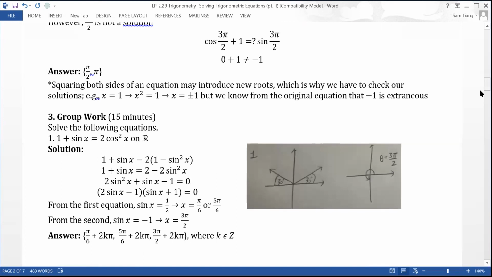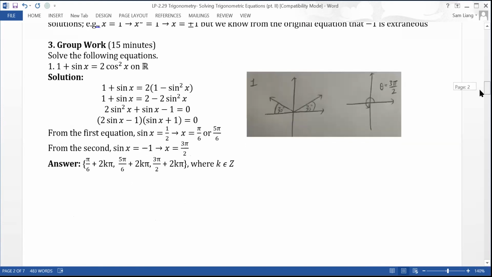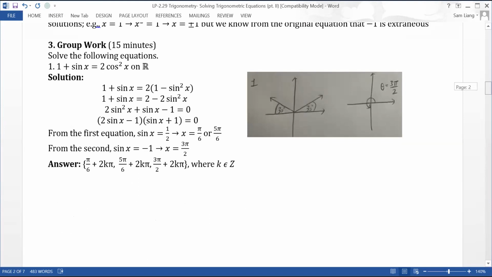Okay, so here we had 1 plus sine x equals 2 cosine squared x. Here we're solving over all real numbers, so we are going to have to add 2k pi, right? So first thing I do is I'm going to substitute cosine squared x. I'm going to replace that with 1 minus sine squared x. Okay, so you get 1 plus sine x equals 2 times 1 minus sine squared x on the right hand side. And then you distribute the 2, so you get 2 minus 2 sine squared x.